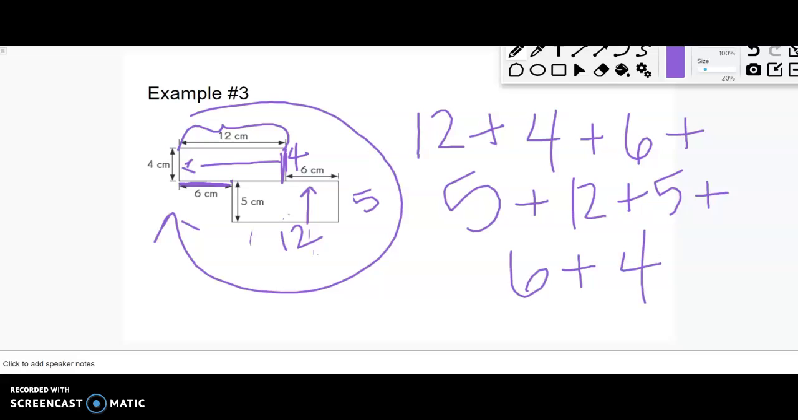Go ahead, see if you can figure it out while I'm figuring it out. All right, what'd you get? I got 54 centimeters as my perimeter once I figured out the missing numbers and added them all together. If I'm wrong, let me know, because again, I type things in wrong all the time.